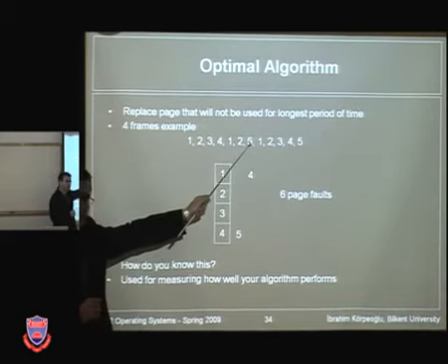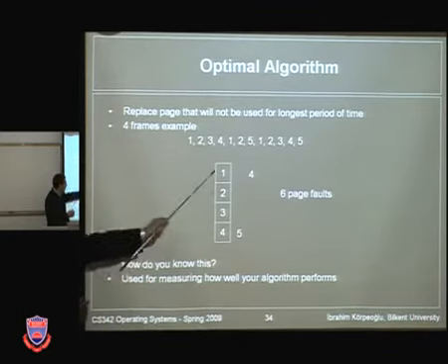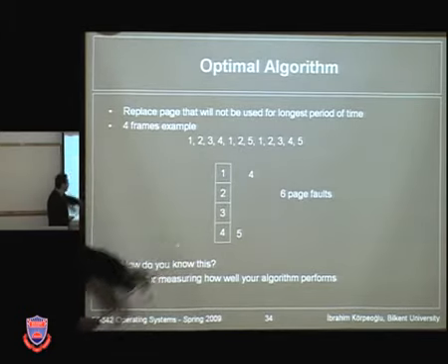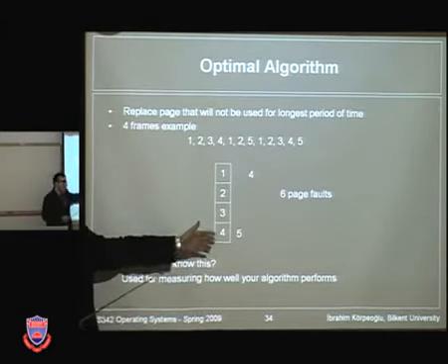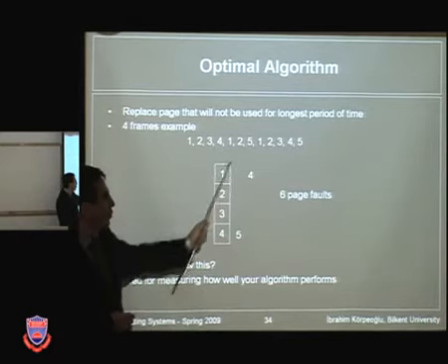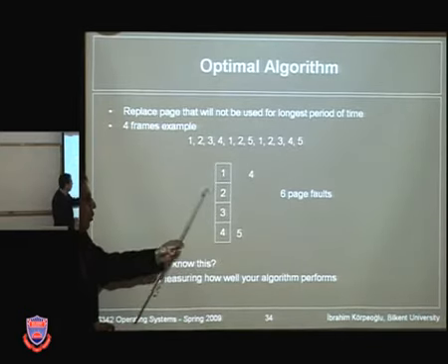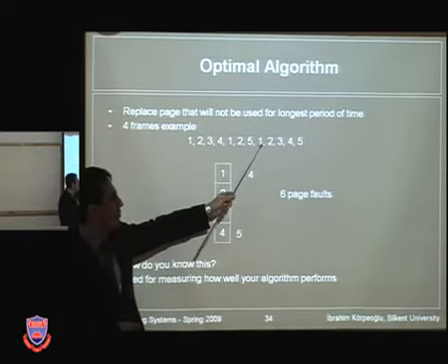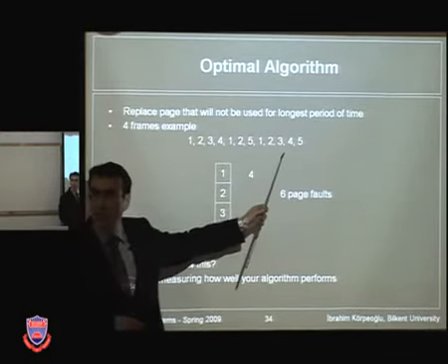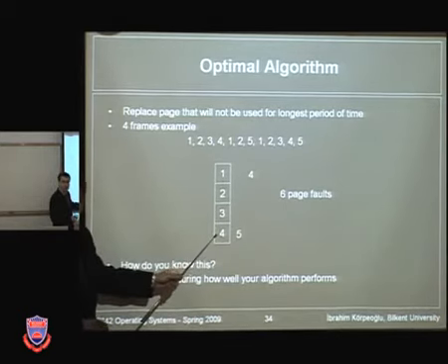5 is referenced here, okay? Is it in memory? No. So we have to remove one of the pages. Which one would you remove according to this algorithm? Now you look to the future. Which one of those pages will not be used for the longest time in the future? 4, right? 1 will be used soon. 2 will be used quite soon, and so on. But 4 will not be used for the longest time in the future. So we remove 4 and we put 5 in place of 4, okay? So this is the basic idea.